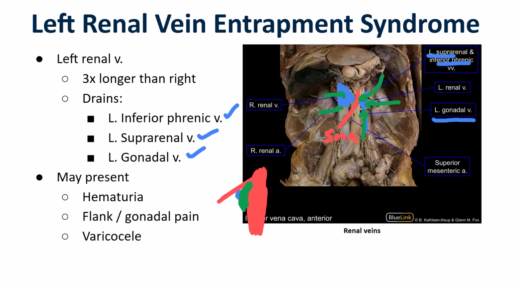And this can present with a variety of symptoms. So hematuria, which is blood in the urine, flank and/or gonadal pain on the left side, or left-sided varicocele, which is an expansion of the pampiniform plexus, which would be the veins of the left side of the scrotum. So there are a variety of symptoms that can occur with left renal vein entrapment syndrome. But it's interesting to think about these asymmetries of blood return from the left side versus the right side.